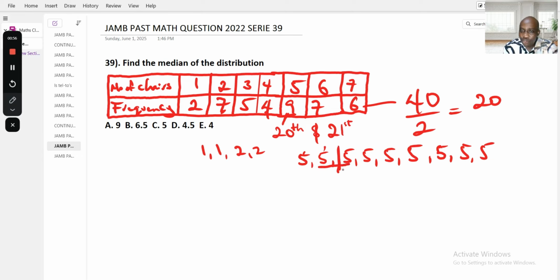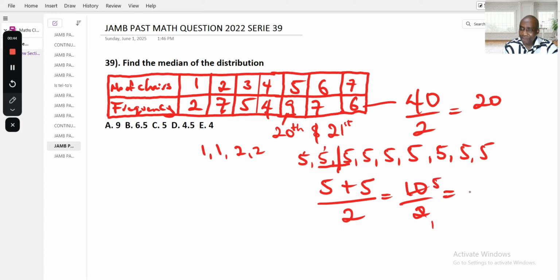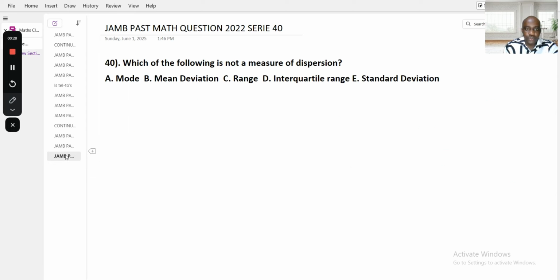You just add these two 5s. 5 plus 5 divided by 2. 5 plus 5 is what? 10 divided by 2, which is 5. Therefore, the median is 5. Do we have 5 there? Yes, C. Our final answer is C. Let's move to the next question, which is the last one for the year 2022.